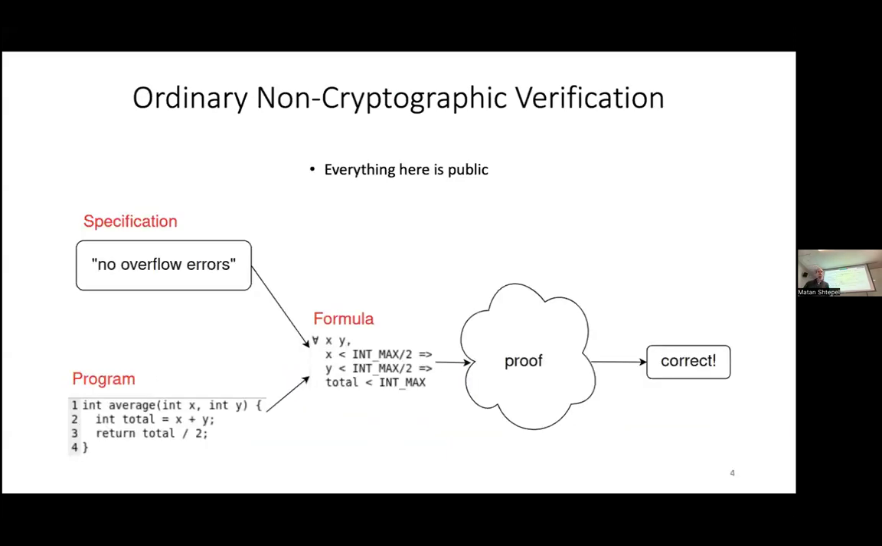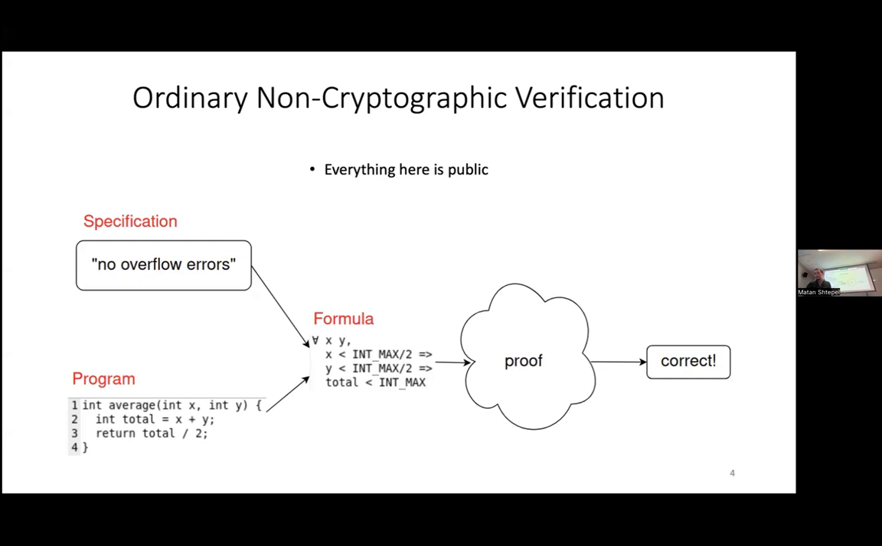To set your expectations, here's the ordinary pipeline for non-cryptographic program verification, where everything is public. We have a specification of the property that we want our program to uphold, and we have the program itself written in an ordinary language. And from the program and the specification, we create a logical formula that encodes what it means for the program to uphold that property. We then have a proof of the formula, and we can see at the end that the proof is correct.